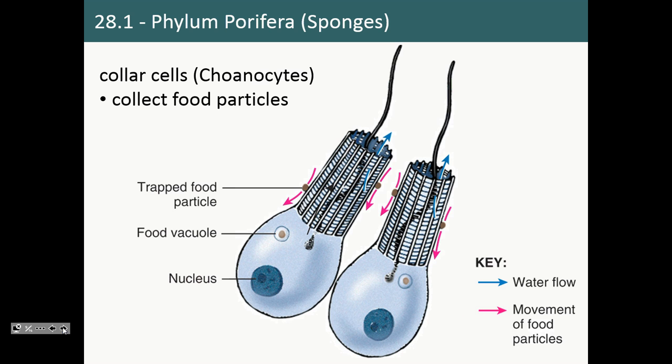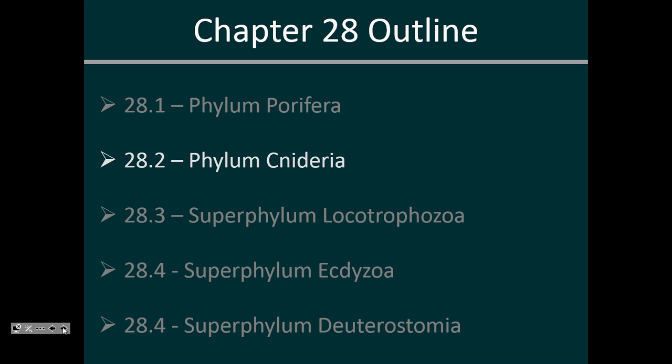As that water passes through, material in that water is going to travel across the collar cell, and food particles are going to get trapped on the surface of the collar. Okay? Those food particles will stick to the collar, and there's a little bit of a fluid-like substance over the surface of the collar. And so the food particles will move down the collar towards the surface of the cell, where a food vacuole can form and come into the cell for digestion. So these are the feeders of the cell. They're going to be feeding the rest of the sponge.